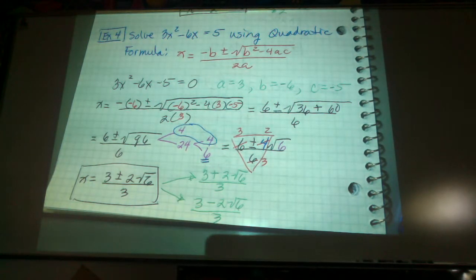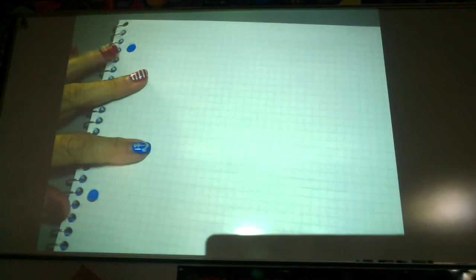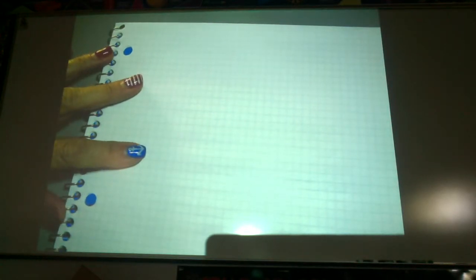So are we good with our quadratic formula? Yay! Bless you. All right, example 5 you'll like. It's simple and quick. So example 5, did I flip too quickly? Are we good? Okay.